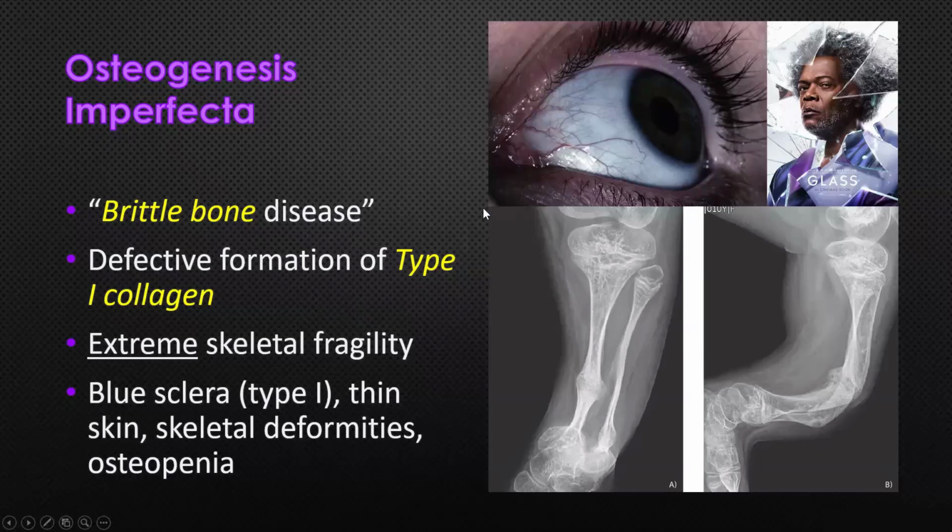They also have blue sclera. So the white of the eye tends to look blue. All this has to do with a defective formation, again, of type 1 collagen. So we were talking about vitamin C deficiency. Vitamin C is needed to form proper collagen, but this is a defect in one of the proteins to form that type 1 collagen. They have extreme skeletal fragility, so very prone to fractures.